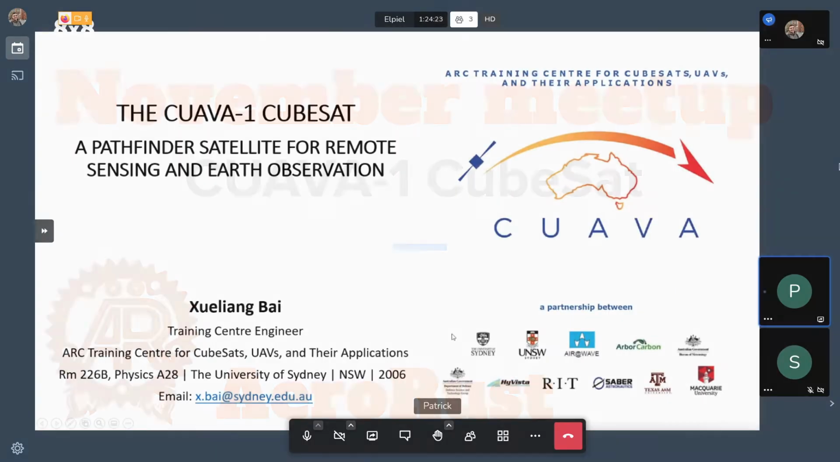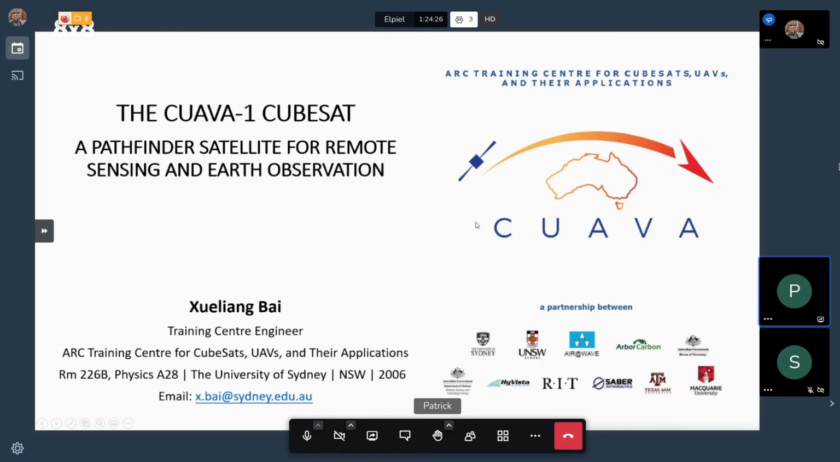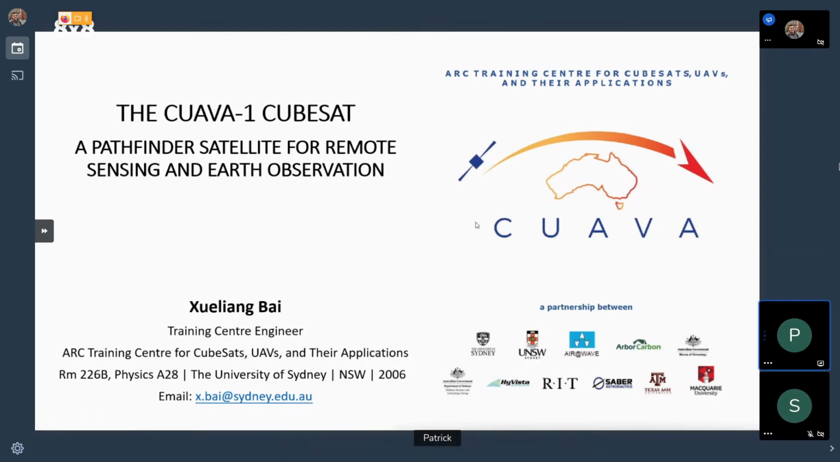I'm just using my colleague's slide here. I'm presenting our CubeSat CUAVA-1, our Pathfinder satellite for remote sensing and Earth observation, and in this context also how we used Rust in our development.